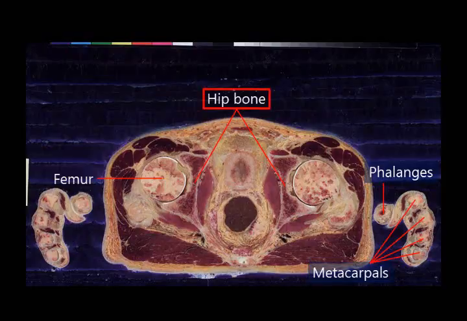The hip bones on both sides look like cylinders. The hip bone meets the femur at the hip joint. The reason why the insides of the bones look red is because of the bone marrow, which produces blood cells.